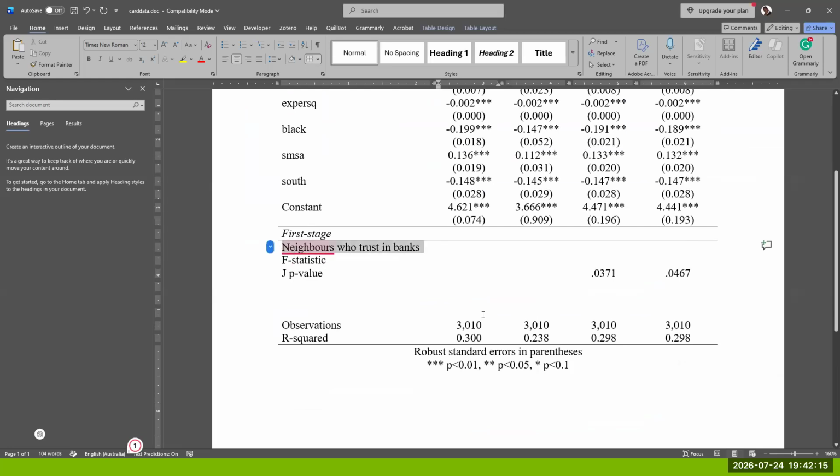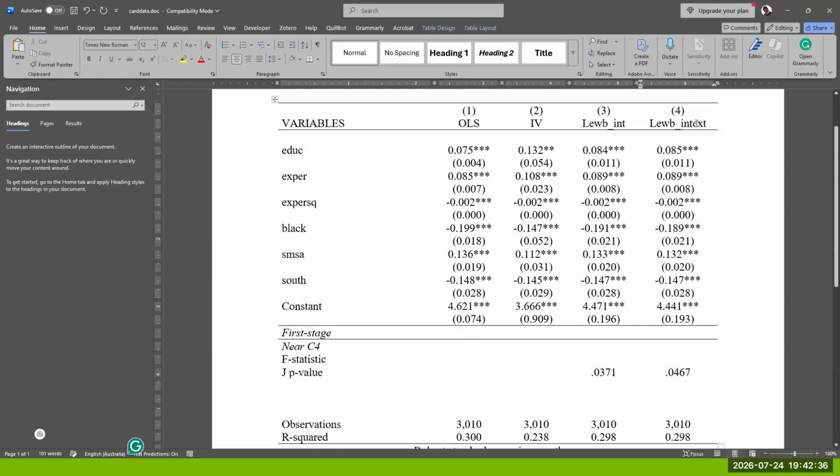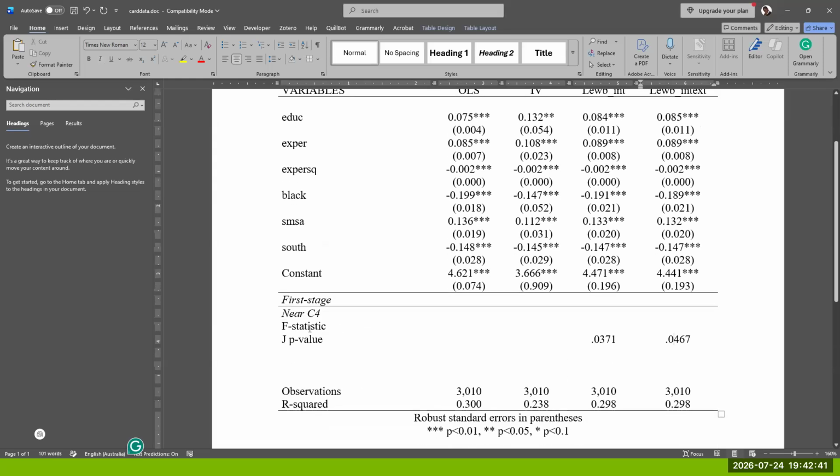you can have the first stage, let's say the near C4. You report your F statistic, report your J p-value, this and that. Also note that because the Lubel model has internal and external instruments in there, you still have to report the F statistic for that one. This one, you don't need an F statistic.